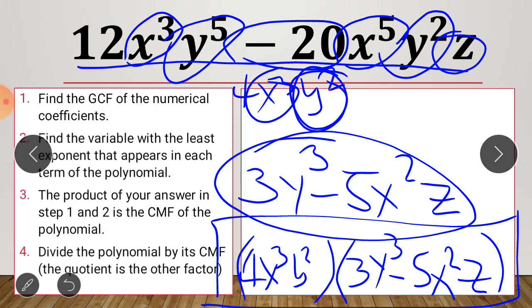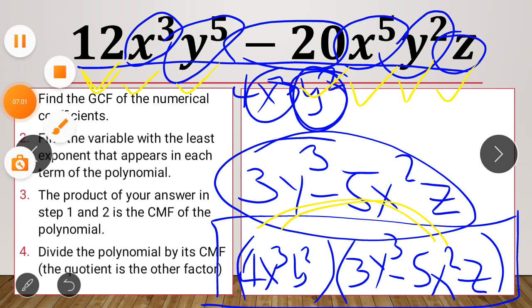So let's check. We have 4 times 3, 12, x cubed. Again 4 times 3 will give you 12. Then copy x cubed. Y squared times y cubed will give you y raised to 5. Then 4 times 5 will give you 20. Then x cubed times x squared will give you x raised to 5. Then copy y squared. Then copy z. So that means our answer is correct.